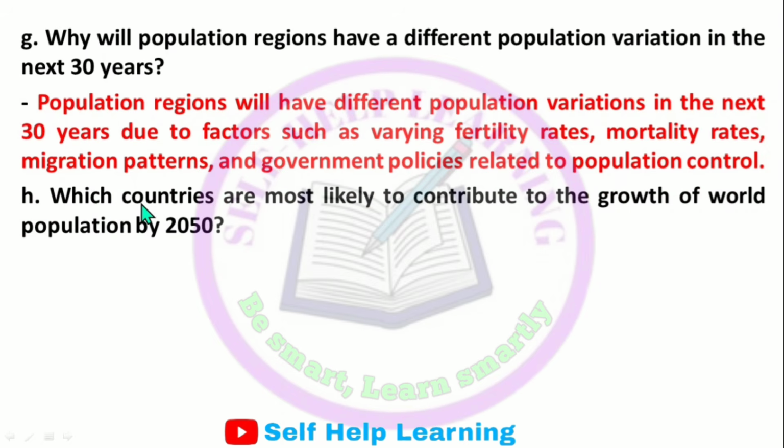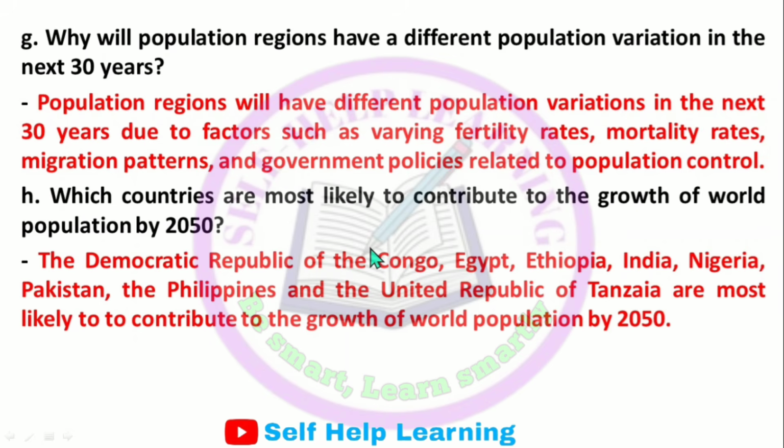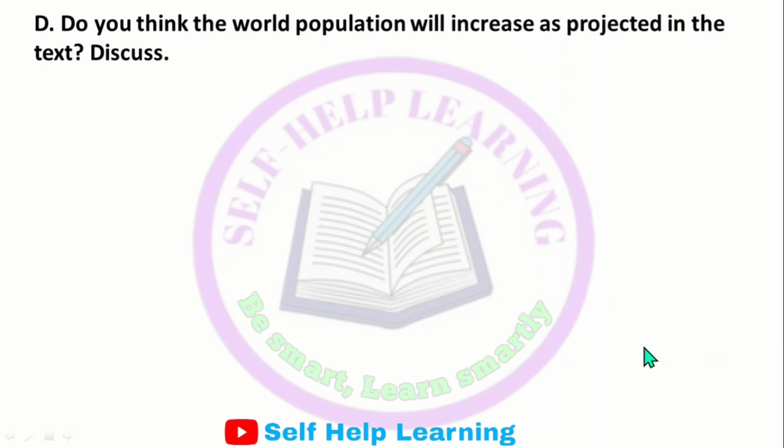Which countries are most likely to contribute to the growth of world population by 2050? The Democratic Republic of the Congo, Egypt, Ethiopia, India, Nigeria, Pakistan, the Philippines, and the United Republic of Tanzania are most likely to contribute to the growth of world population by 2050.